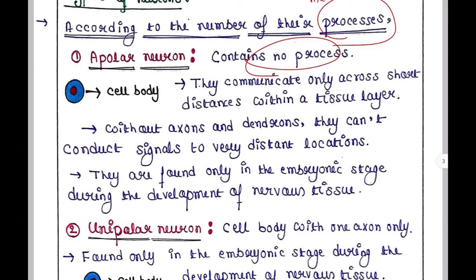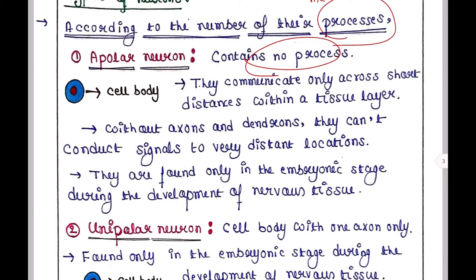As they do not contain any axons or dendrons, or you can say any processes, it's not possible for them to conduct electrical signals over a very long distance, because these processes are what actually conduct the electrical signals, and here these processes are absent.